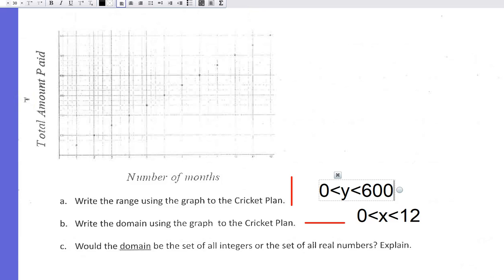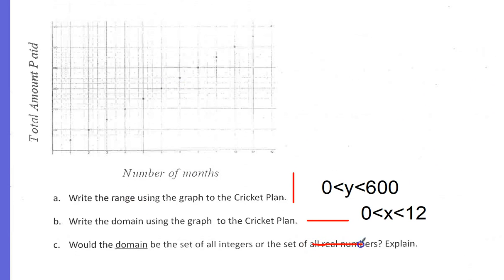Okay, the domain. Can you pay for 1.5 months of cell phone? No. So it cannot be these real numbers. So these are decimals. So it has to be integers because you can only pay for whole numbers of months using a cell phone plan. Okay, so that's this question.